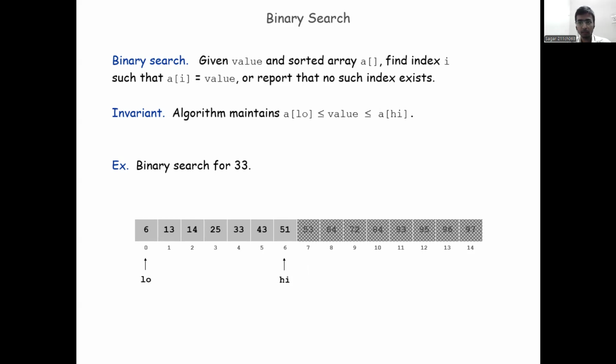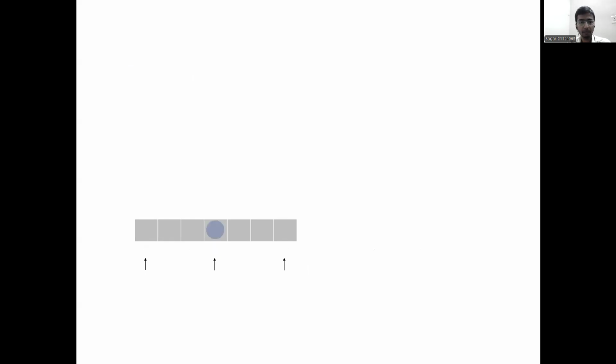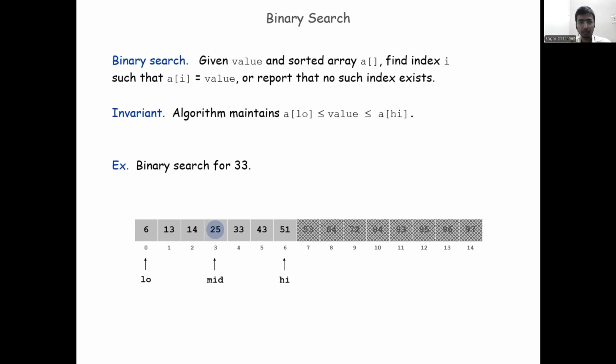Now we are going to start the second iteration. We find the mid again, that is (0 plus 6) by 2, that is 3. We find that our middle value is less than our key value. So we are going to consider the right part of the array. So low equals mid plus 1, that is 4.